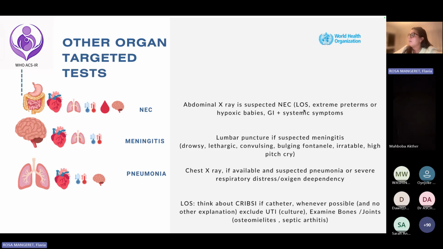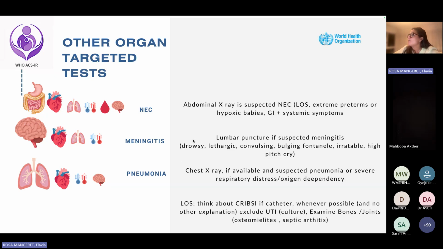NEC, we will be suspecting there's a late onset infection in extreme preterms or hypoxic babies, those babies that are very hypoxic at birth or have congenital cardiac disease, that after feeding, they will have gastrointestinal symptoms with systemic symptoms. So this is basically the order of symptoms that we might have. So basically NEC, you always have gastrointestinal symptoms, and then you have systemic symptoms after that. You can have all of them.